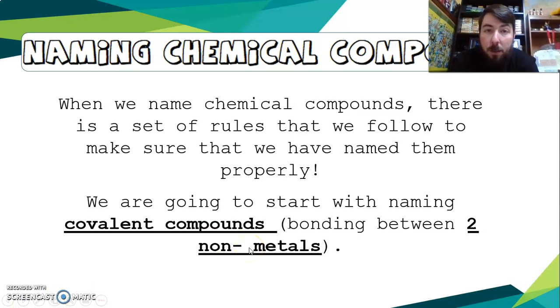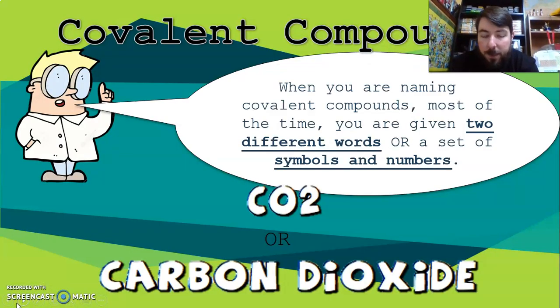So remember, covalent compounds are ones where the elements involved are nonmetals. And there are certain rules that we have to follow to name covalent compounds. So here's an example here. CO2 is carbon and oxygen. When you're naming covalent compounds, you're usually given the symbols and the numbers. So what we're going to focus on is the symbols and numbers and how we come up with the name of the compound.